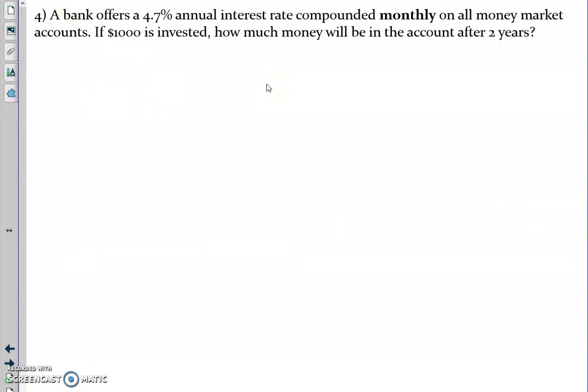Problem number 4, this time we're dealing with some money. Why don't you read this, try to answer it, and then pause the video. Hey, welcome back. Let's see what you set up for this one. First of all, I chose the compound interest formula. And let's fill in the parts we know. We don't know how much money we have. I know the initial principal is $1,000.